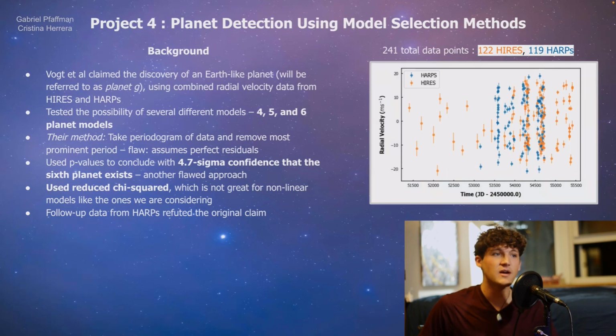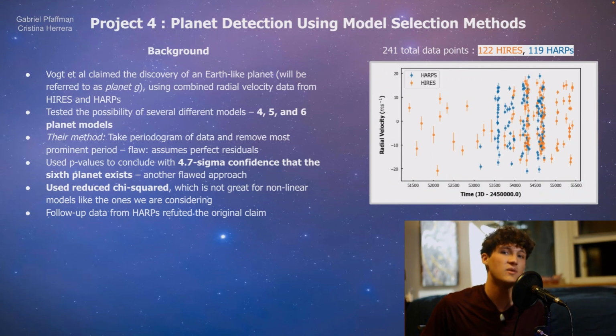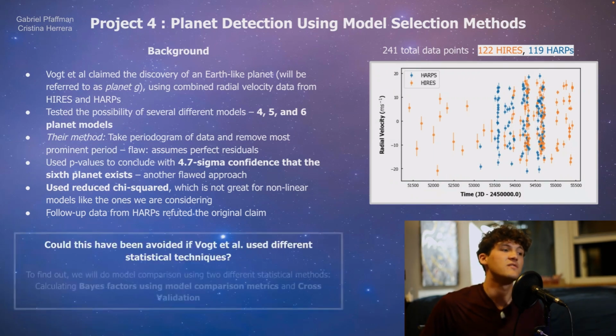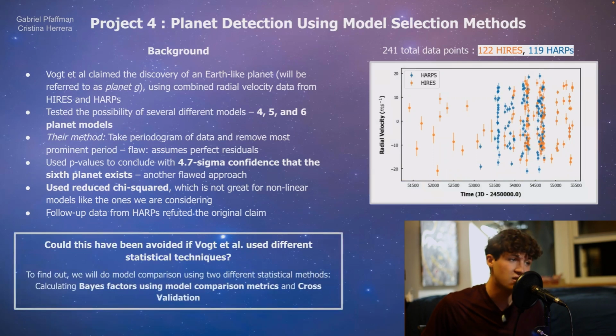He used a periodogram in order to decide that there were 6 planets and assumed perfect residuals. He used a p-value to make this 4.7 sigma confidence conclusion that this planet exists. And he used reduced chi-squared on a nonlinear model. So ultimately, follow-up data from HARPS refuted the original claim. And the big question is, could this have been avoided if Vogt et al. used different statistical techniques? Which is what we're going to be trying to find out.